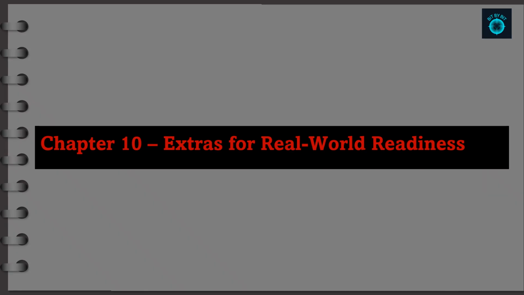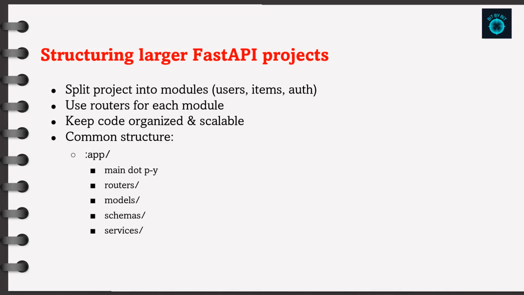Chapter 10: Extras for Real-World Readiness. Structuring larger FastAPI projects. When building small projects, you can often fit everything into a single main.py file. But in real-world applications, that quickly becomes messy and hard to maintain. The solution is to structure the FastAPI project into modules. A module is simply a folder or file that groups related functionality. For example, you may have one module for user management, another for items or products, and another for authentication.